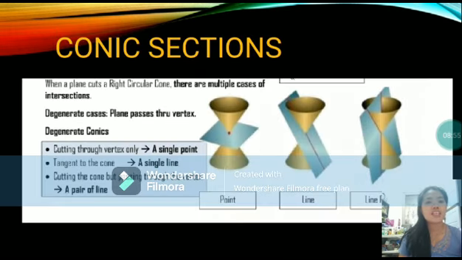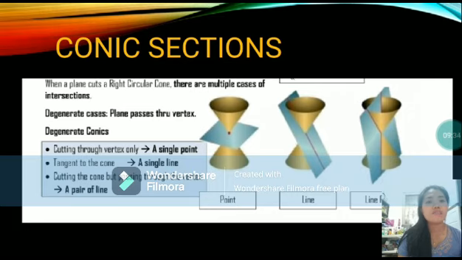Now for conic sections, when a plane cuts a right circular cone, there are multiple cases of intersections. So, degenerate cases: the plane passes through the vertex. Cutting through the vertex only, we come up with a single point, because it is a double napped cone, and the two cones are connected at a point only. So when a plane passes through that vertex, only a single point is formed.